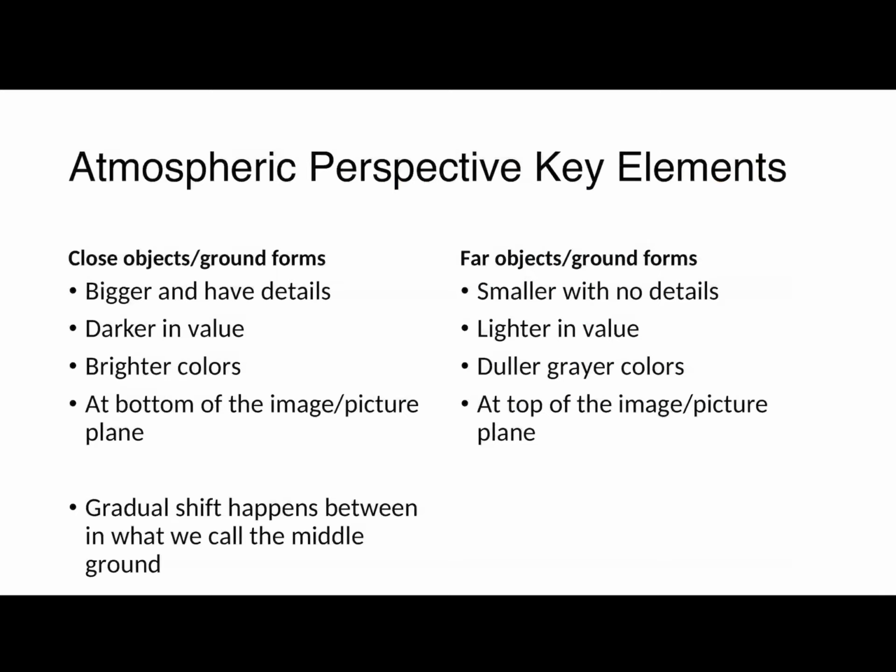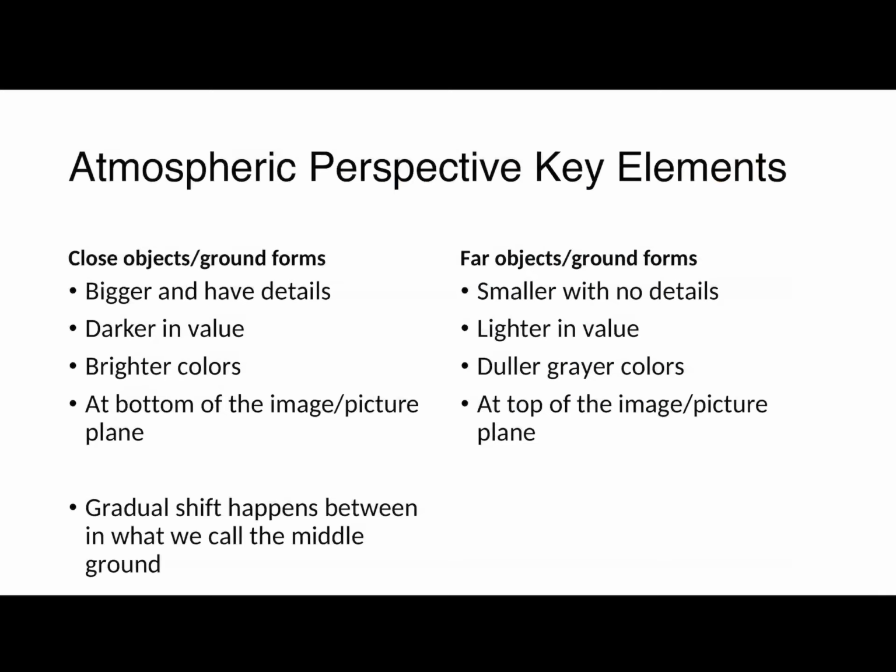If we imagine holding a landscape painting in our hand, another key element of atmospheric perspective or aerial perspective is that objects that are close to us will naturally be at the bottom of the image, or what we call the picture plane. And we understand that as elements in that painting move closer to the top, they are getting farther and farther away from us. So close objects are at the bottom, far objects are at the top.